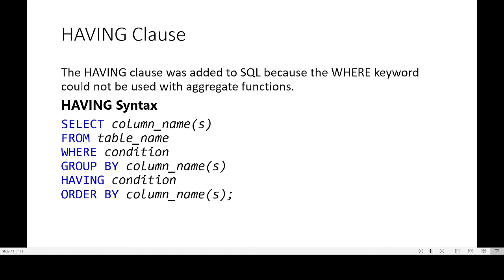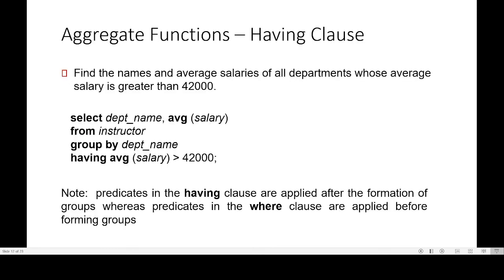So the syntax is like this: select column names from table name where condition. You can give the where condition here, then group by column names, then having condition. This where condition won't have any aggregate function, but when we are using the having clause, there is an aggregate function present. If the condition involves any aggregate function, then we have to put it inside the having clause. Then we can use order by column names. We'll see an example for using this.